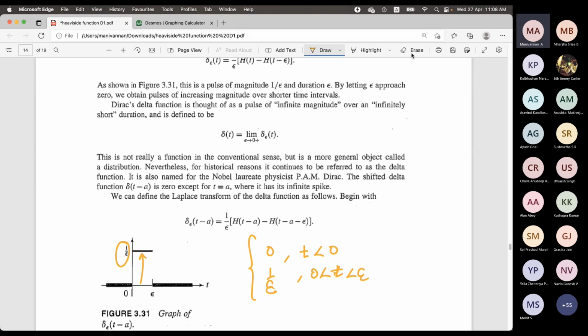Okay, it reaches 1 by epsilon. So if you find the area of this, what is that? Area of this rectangle.